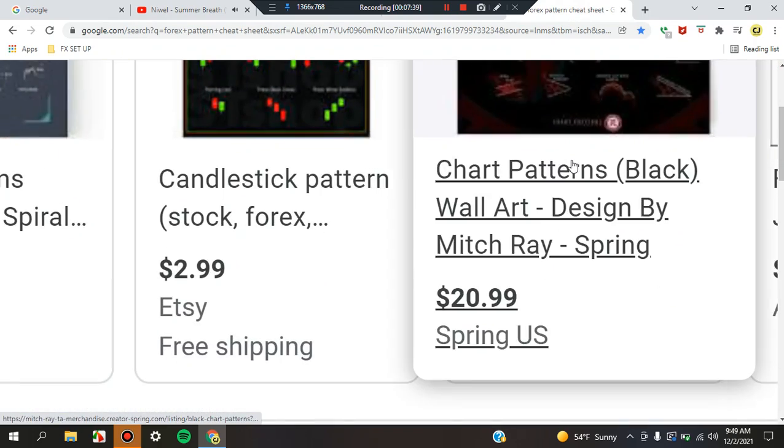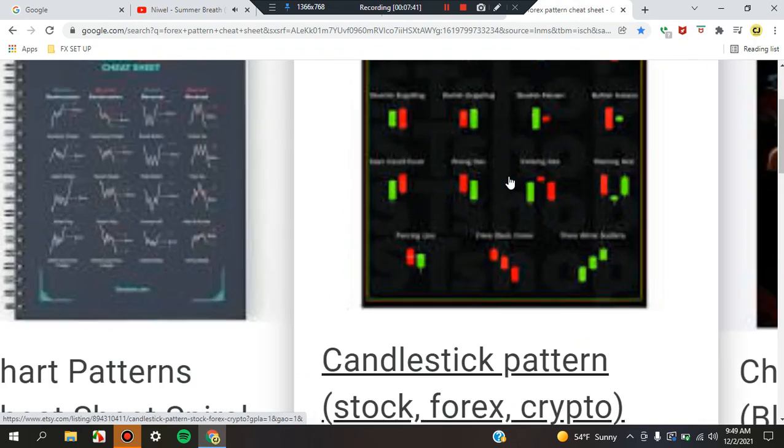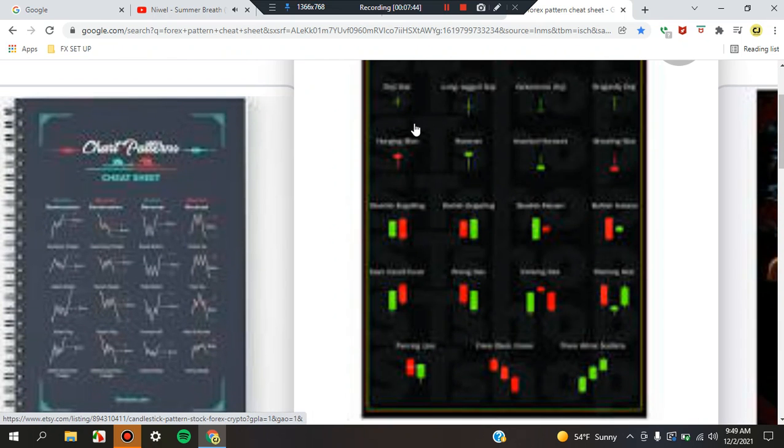Please review and study the Forex pattern cheat sheet. This is very good stuff. You've got to understand patterns in the market. If you don't remember the names, it's fine. Just remember what you see. Okay? You've got to understand the size of candles as well.